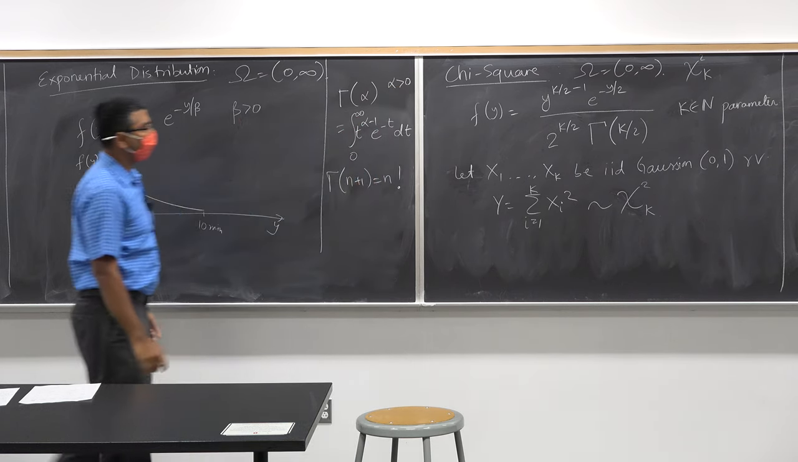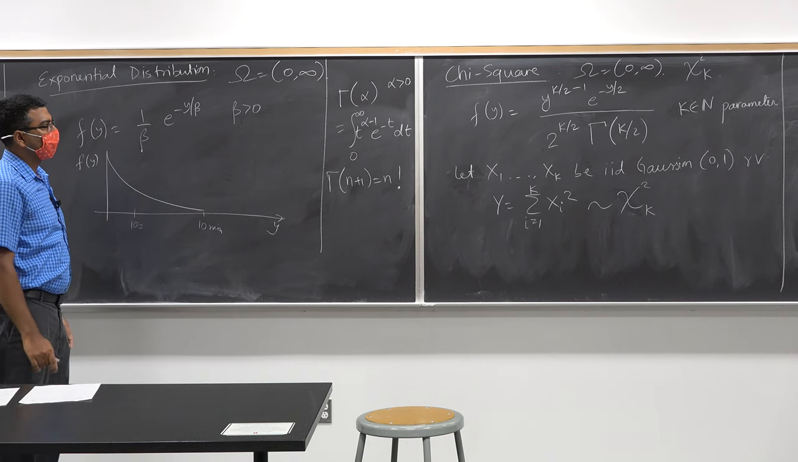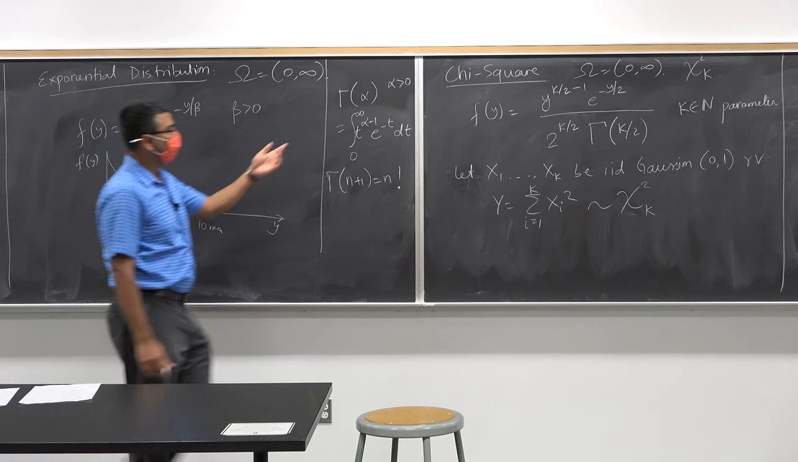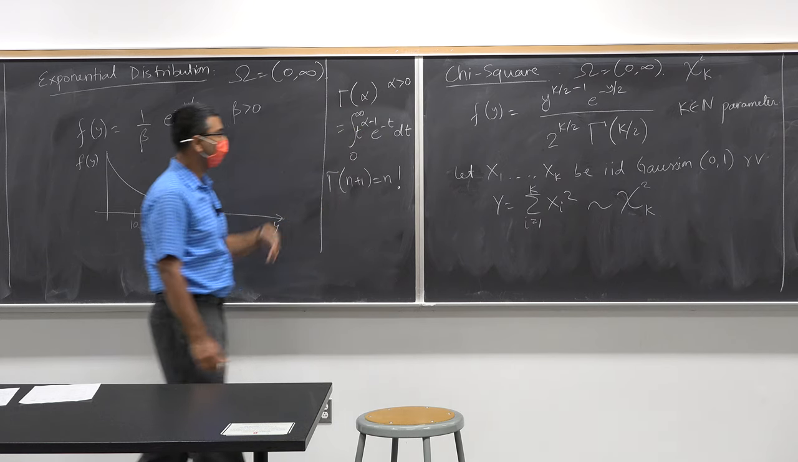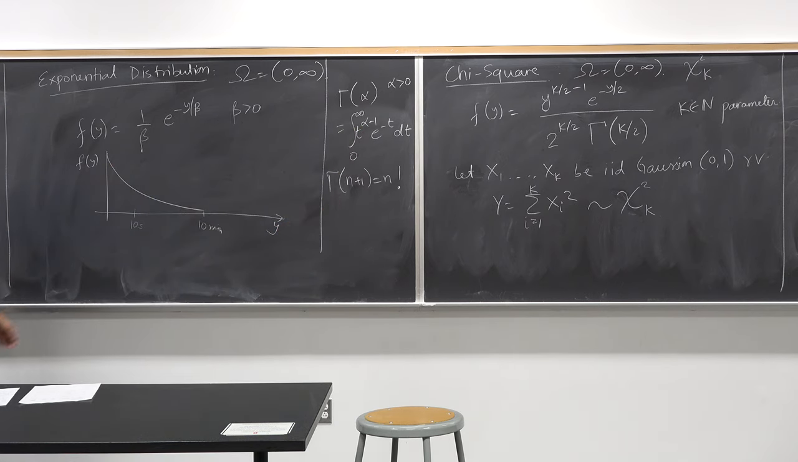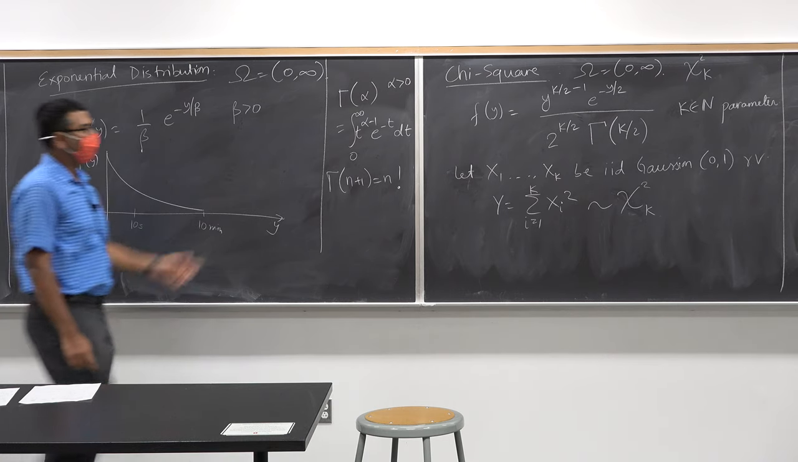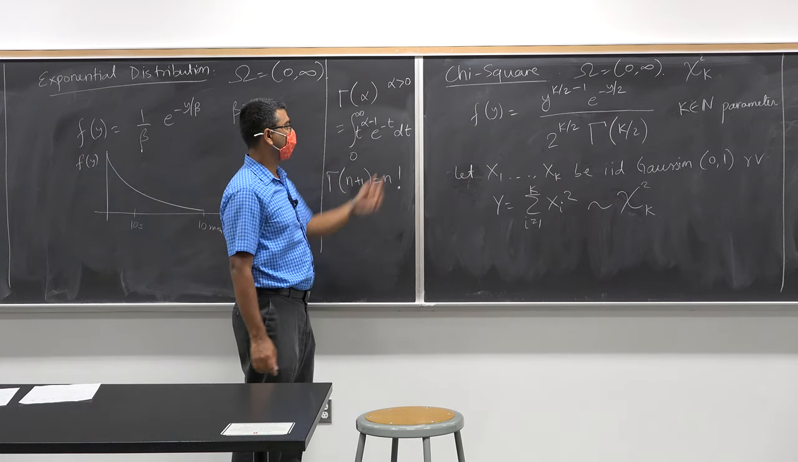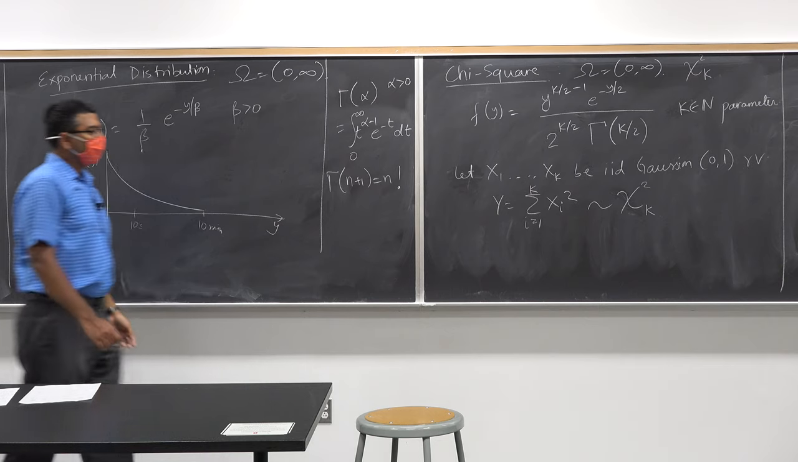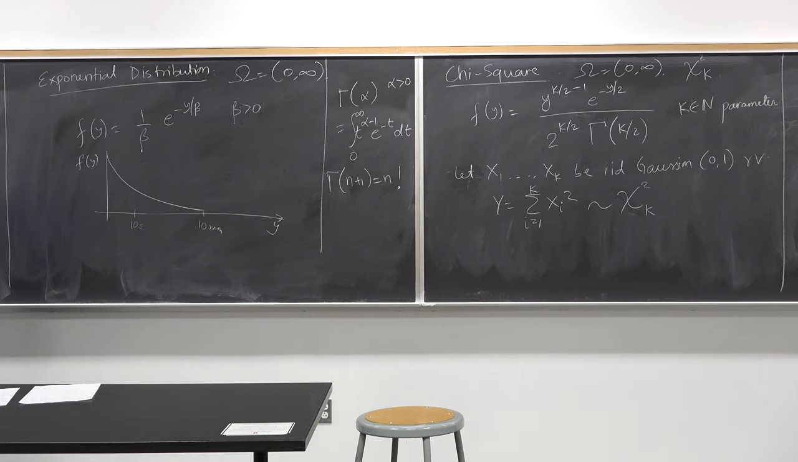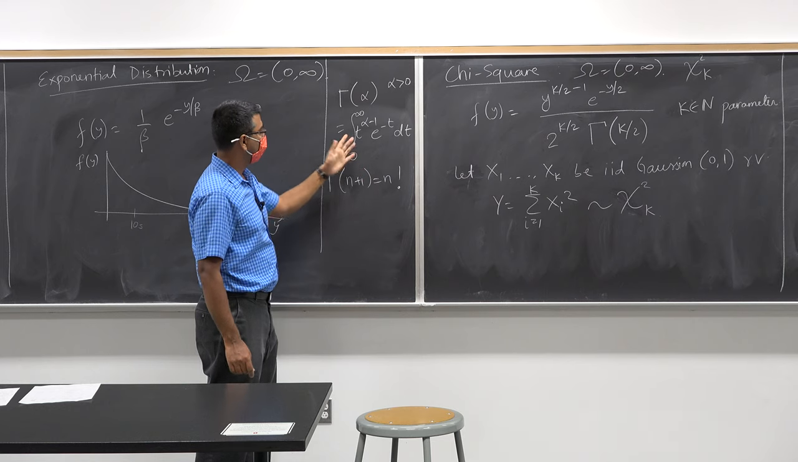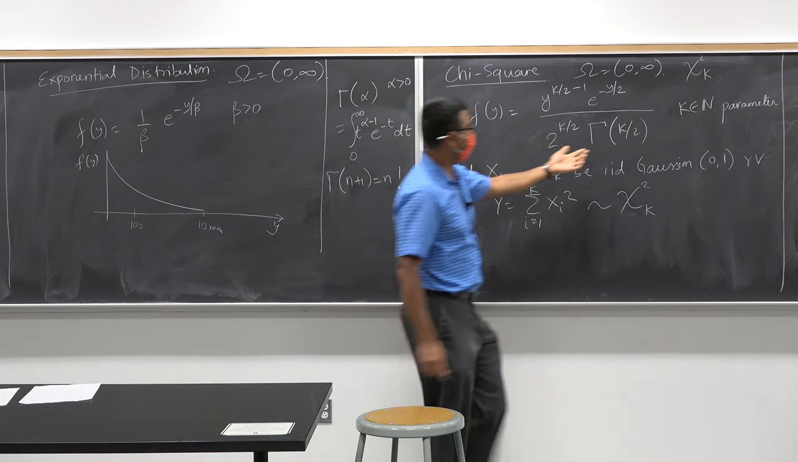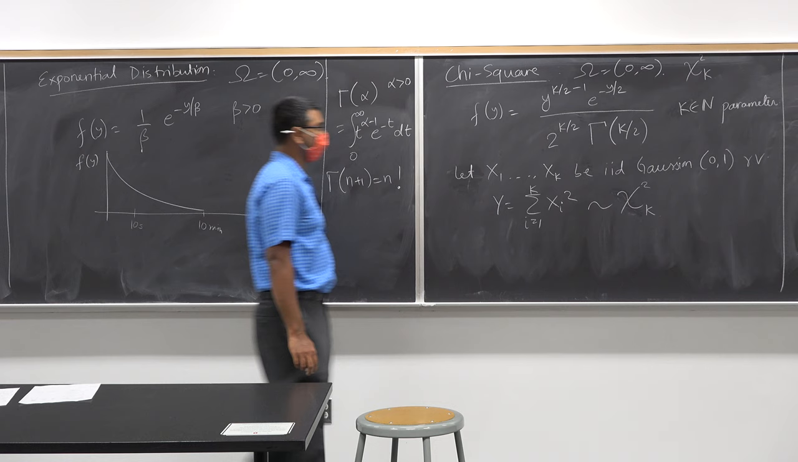You can define the gamma function in this particular way, as an infinite integral of t raised to alpha minus 1 times e raised to minus t. This integral goes from 0 to infinity only. Okay, so this gamma function is appearing in the denominator here.